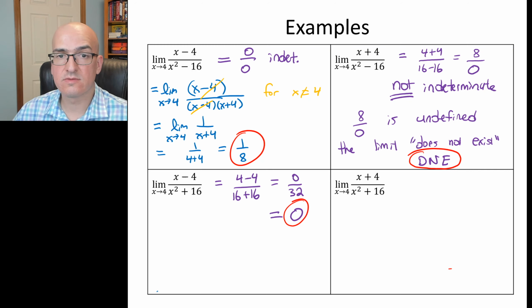Okay, last one, bottom right. Let's just try to plug it in. It's 4 plus 4 over 16 plus 16. So 8 over 32, which is 1 over 4, which is also just a number. And that's also all we have to do. We just have to treat it like an evaluation because nothing weird happened. The only example on this page that we had to do more work for was the first one, where we got a 0 on top and a 0 on the bottom. In other situations, we don't have to do extra work.